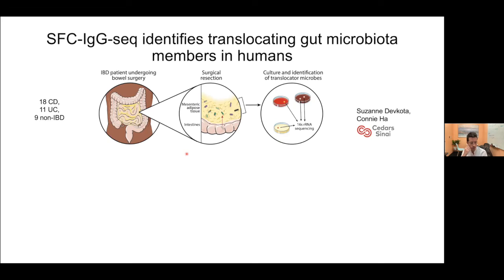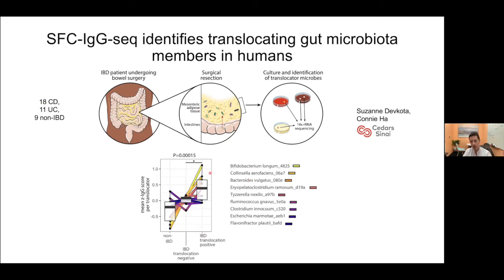And we wanted to understand whether this might be occurring in humans as well. And so we worked with Suzanne Devkota and her postdoc, Connie Ha, here at Cedars, who did an amazing study where they recruited a number of IBD subjects who were about to undergo bowel surgery, so resection of the bowel, as a treatment for severe manifestations of disease. And what they did was they took mesenteric adipose tissue from these surgical resections and cultured it to identify bacteria that had crossed the gut barrier and entered this mesenteric adipose compartment. And so they identified bacteria that had translocated in about 29 IBD subjects.